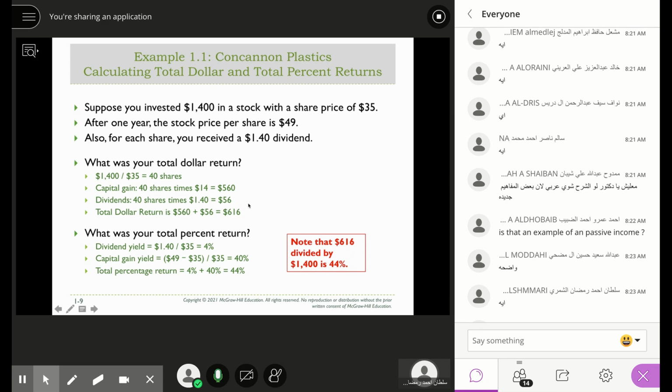So the total dollar return is basically the capital gain plus the dividends. So 560 plus 56 sums up to 616. And then for the percent return, we are computing this for each stock. So the dividend part is 1.4 divided by 35. 35 is the beginning period.